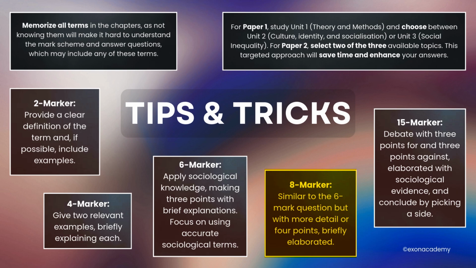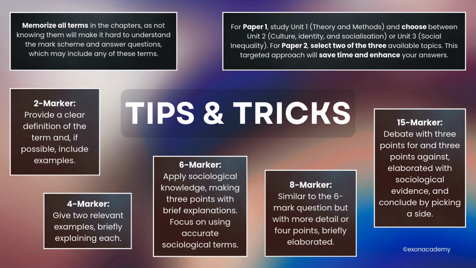Now, coming towards the 15-marker, this is the type of question students ask the most about. The best way to battle it is to think of the question as a debate. You need to debate with 3 points for and 3 points against, elaborated with sociological evidence, and conclude by picking a side. For paper 1, you need to study unit 1 and choose between unit 2 and unit 3. For paper number 2, you need to select 2 of the 3 available topics. This targeted approach will save time and enhance your answers for sure.